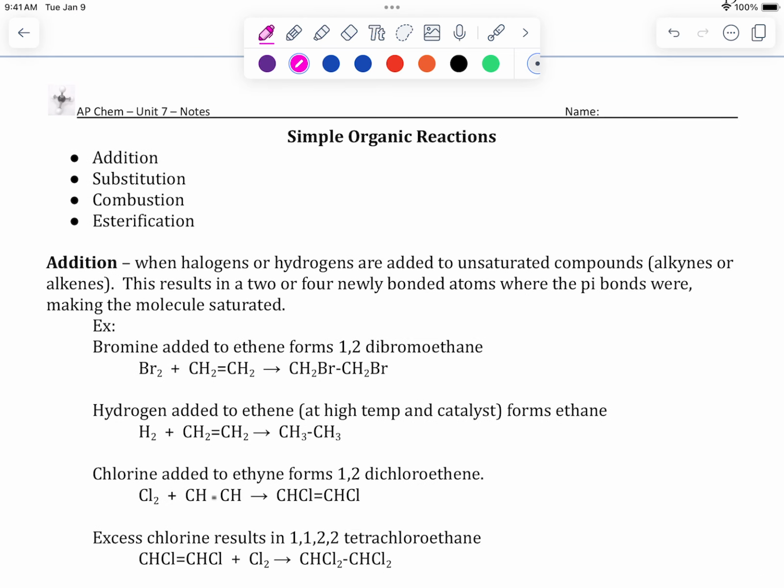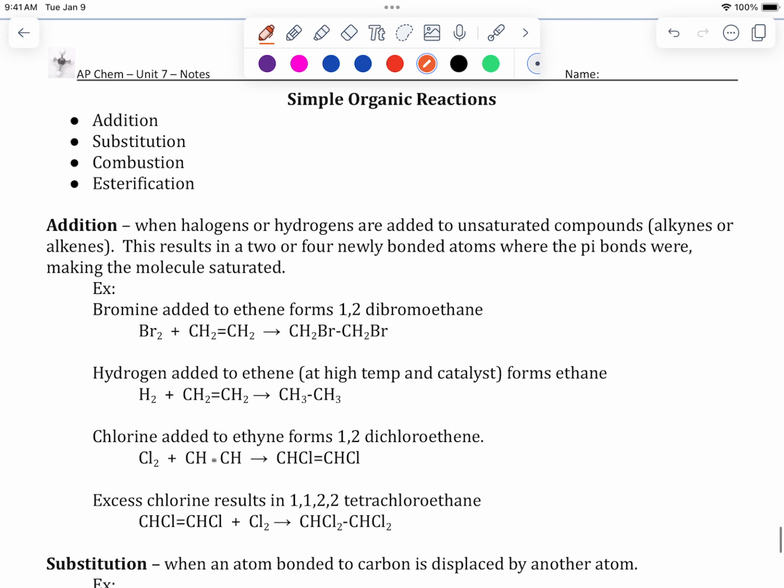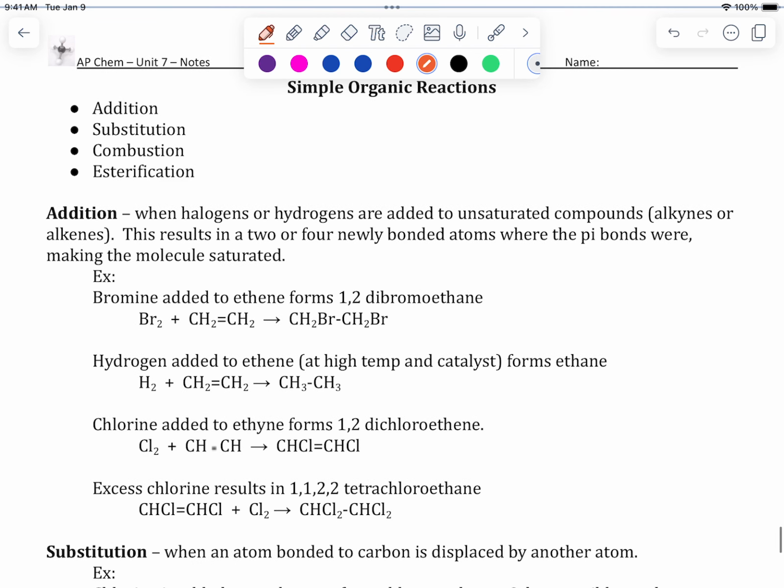All right, last topic is the simple organic reactions. So let's just go one by one. There's 4 simple types. Obviously, in reality, there's way more than this, but we're just getting our toes wet here. So the first type of organic reaction is what's called an addition reaction. What does the word addition mean? It means to add something. So what they're referring to is adding hydrogens or halogens to an unsaturated compound, because an unsaturated compound has a pi bond.